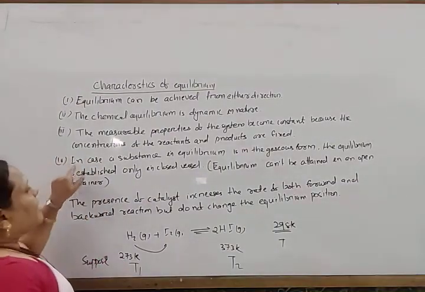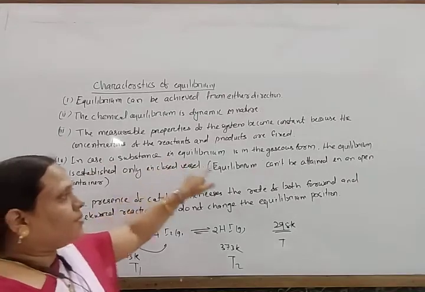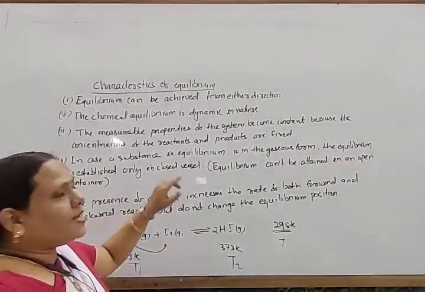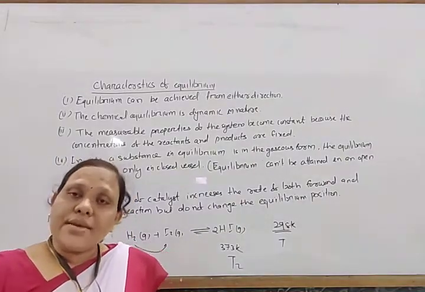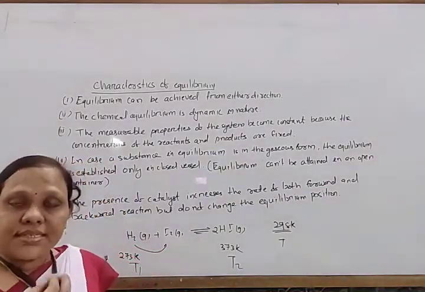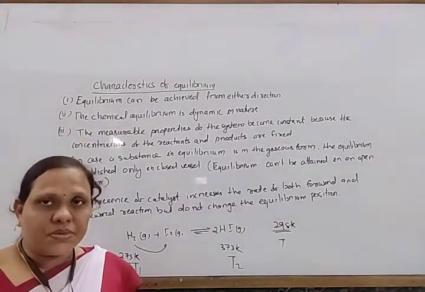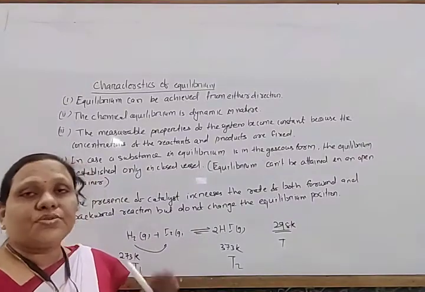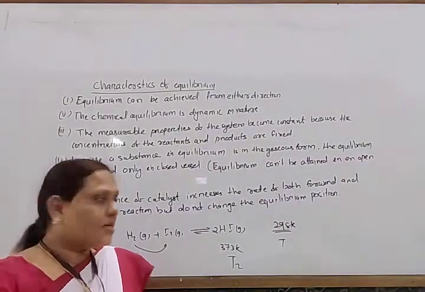Okay. Next, if the substances in equilibrium are in gaseous form, the equilibrium will be established only in a closed vessel. So equilibrium cannot be achieved in an open container because if a gaseous species is there, it will escape out to the atmosphere. In this way, the vessel should be closed. It is in a closed container.